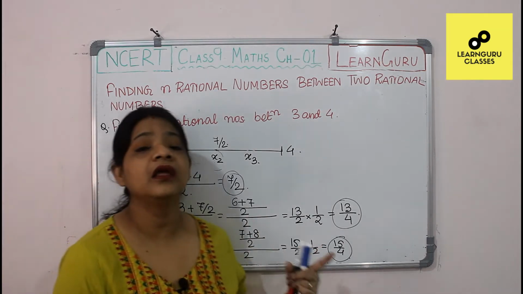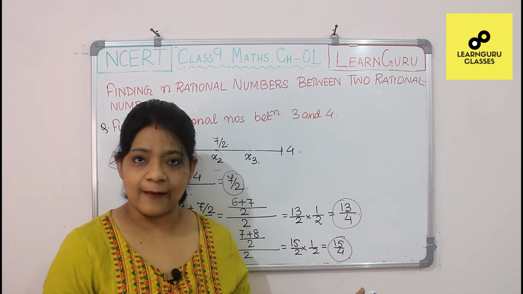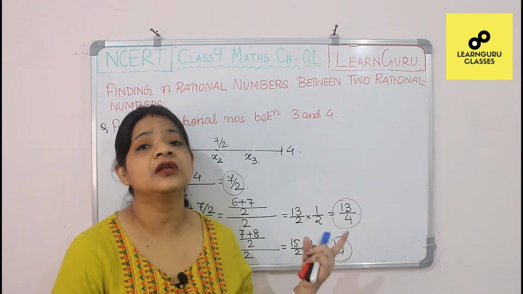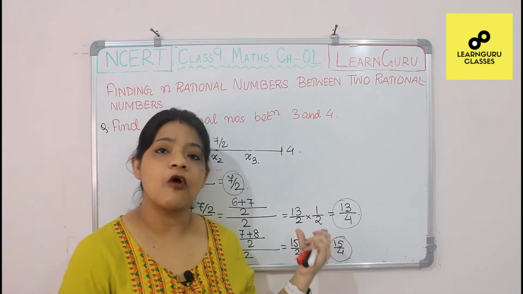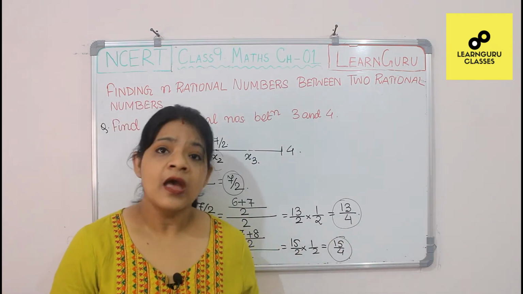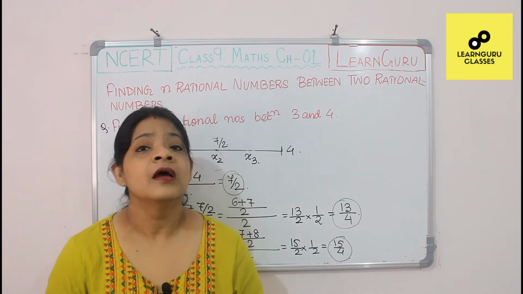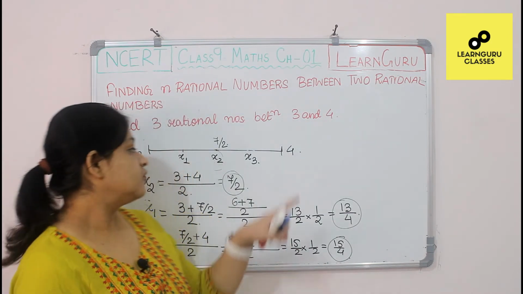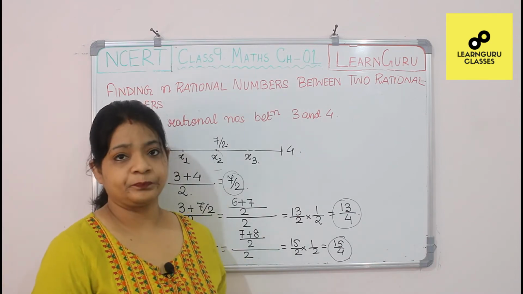So you are getting three rational numbers, and all these three are rational numbers, isn't it? Why is it a rational number, you tell me? These numbers can be expressed in the form of P by Q, and Q is not equal to 0. For this reason it is called a rational number. So these are the three rational numbers that you can get.